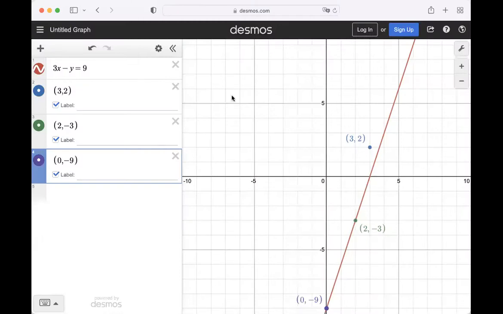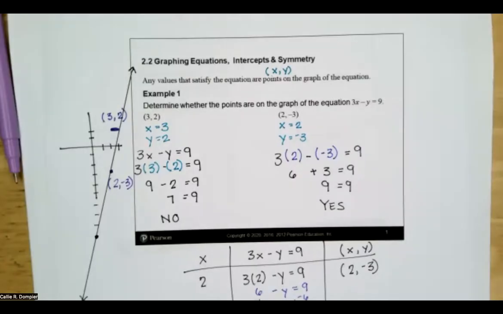Okay, so for this 3x minus y equals 9, when y is 0, x is going to be equal to 3. When x is 5, y is going to be equal to 6. If you plug those numbers in for x and y, you will get a true statement. That's what it means when we are graphing an equation.